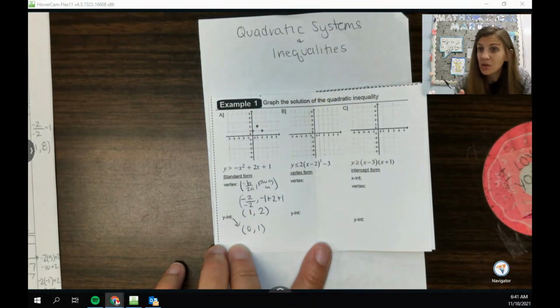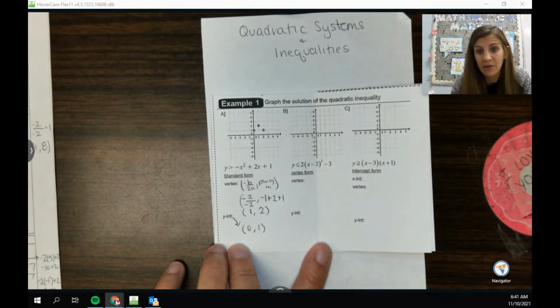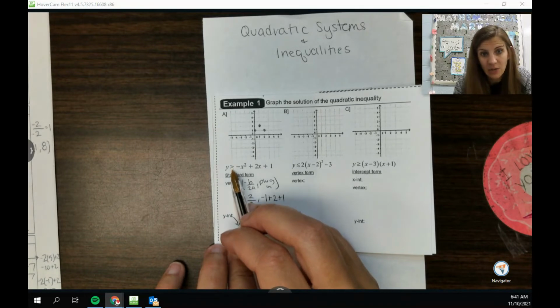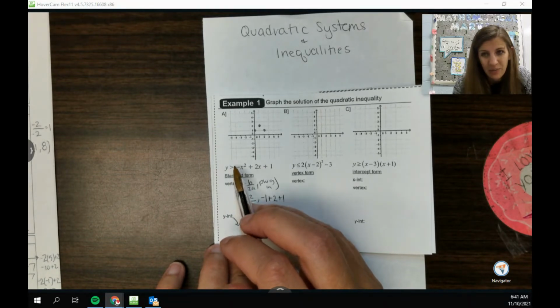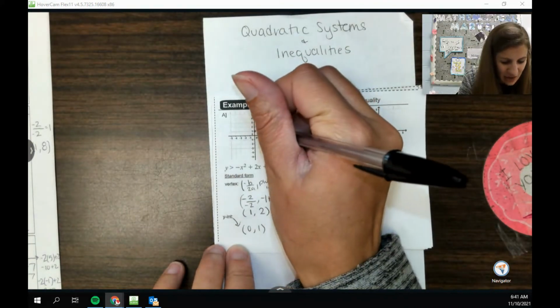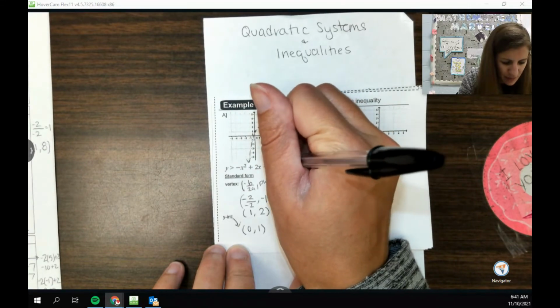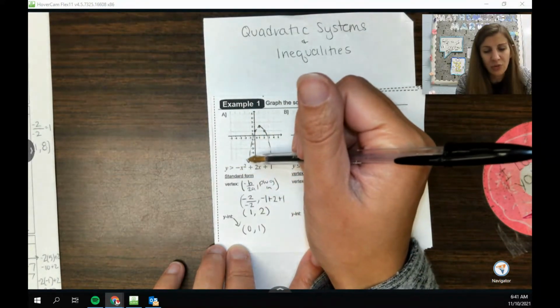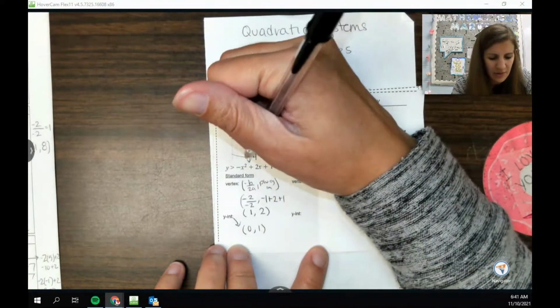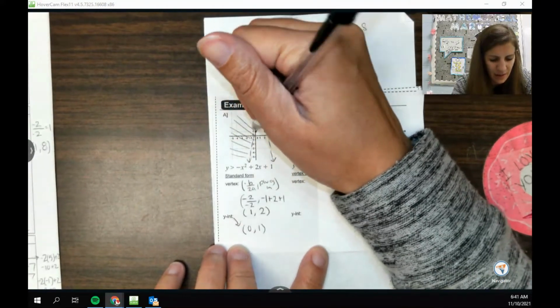And when I go to draw my parabola now, I have to be careful because it's not equal to, it's greater than. Because it's not equal to, we have to do a dashed line or a dashed parabola. And because we're going to be greater than this, we have to be above all of it.